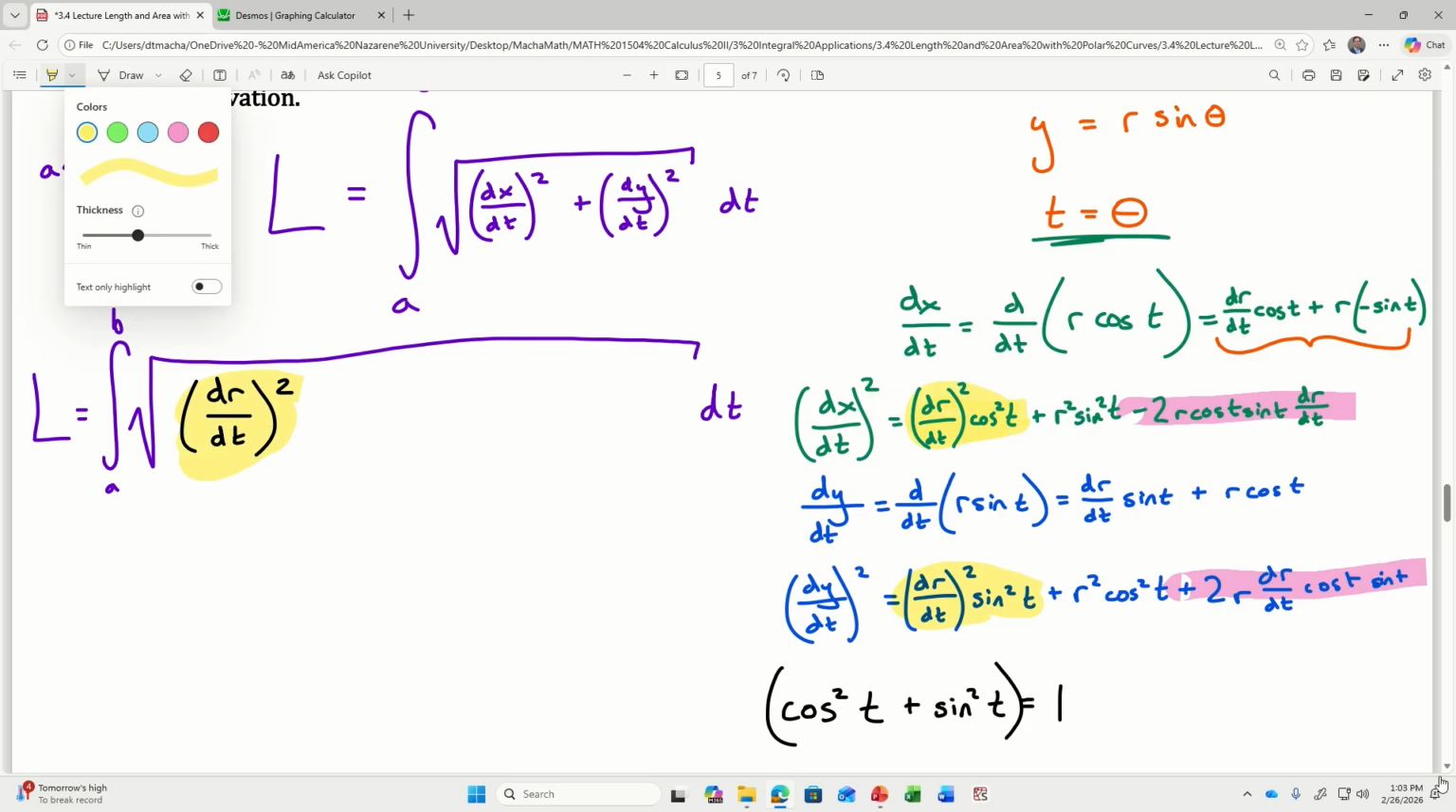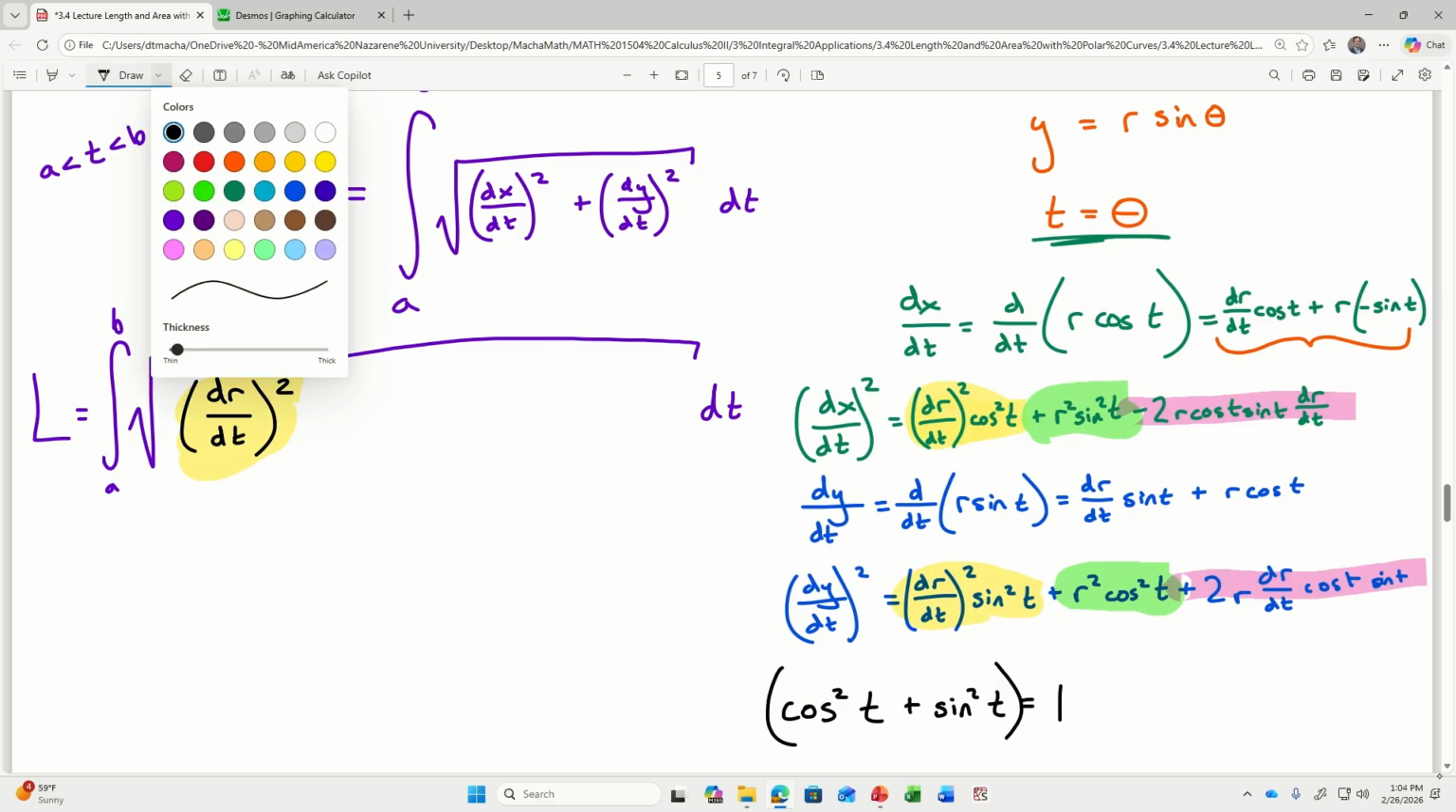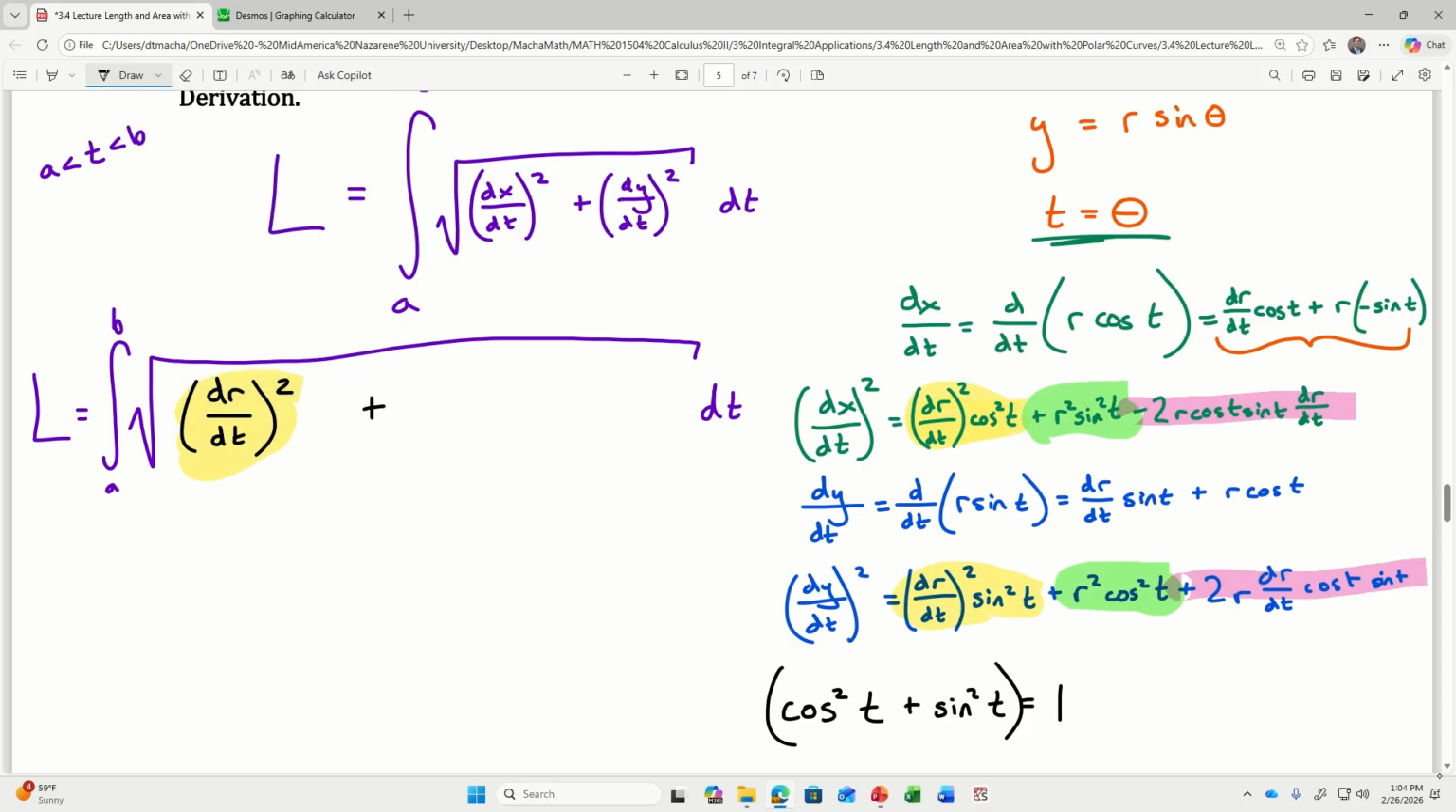Now all that's left are the terms I'm about to shade in green, which is r squared sine squared t and r squared cosine squared t. So how are those going to simplify when I add them together? Just as r squared. You add those terms together, you factor out the r squared, and you're left with cosine squared plus sine squared, and that is just 1. And so the terms I shaded in green become the plus r squared.